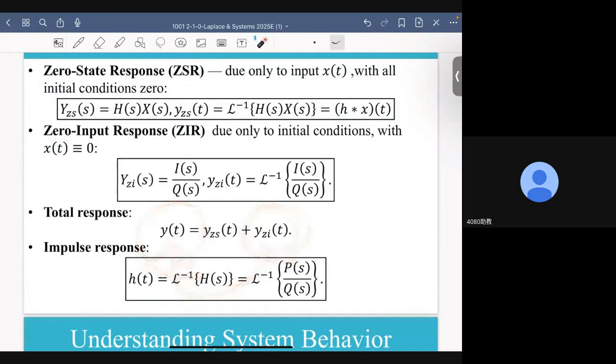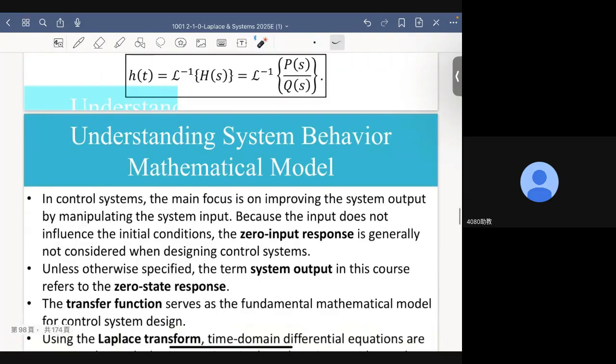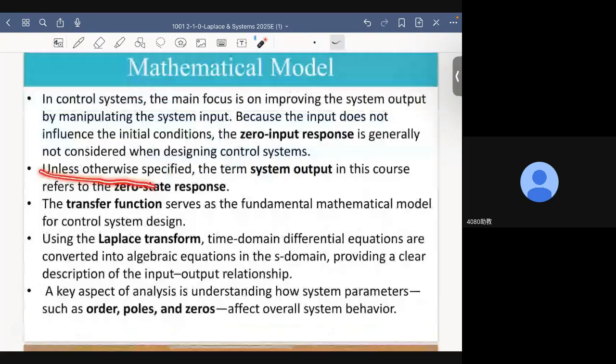We ignore it, we don't do anything about it. It's not that it doesn't have any impact. It does. We don't pay any special attention to it in designing the controller, because there is nothing we can do for this part of the response. Unless otherwise specified, the term system output in this course refers to the zero state response. Keep in mind, most of the time we only consider the zero state response.